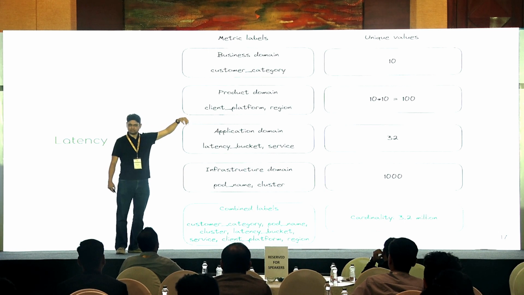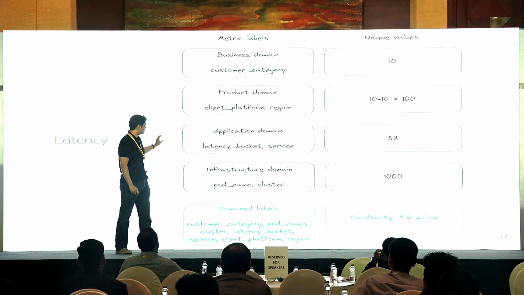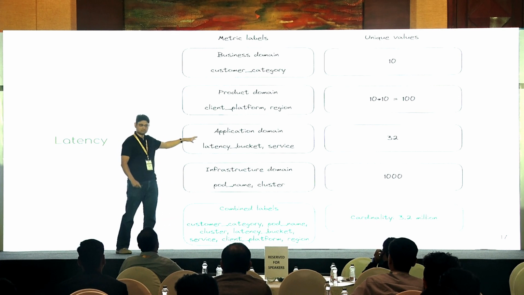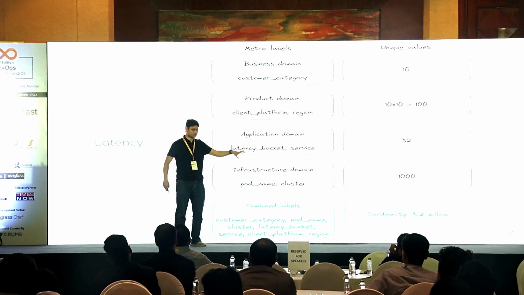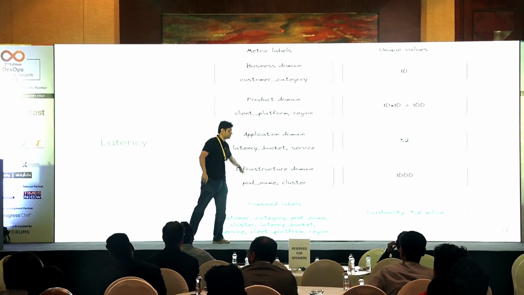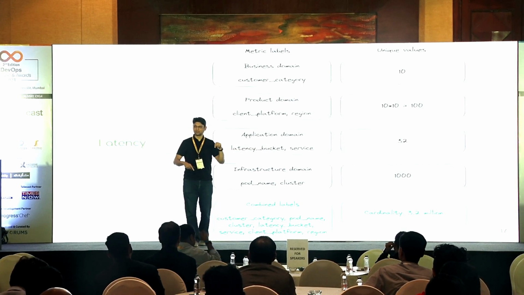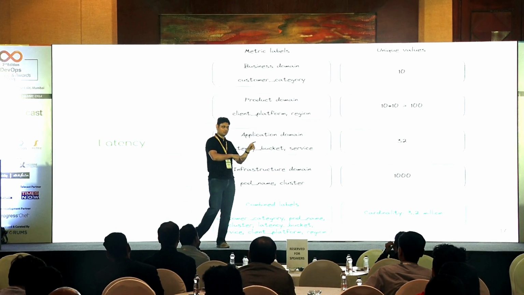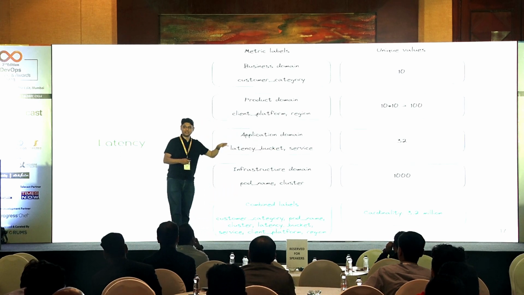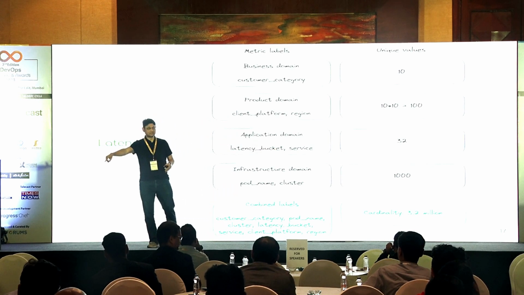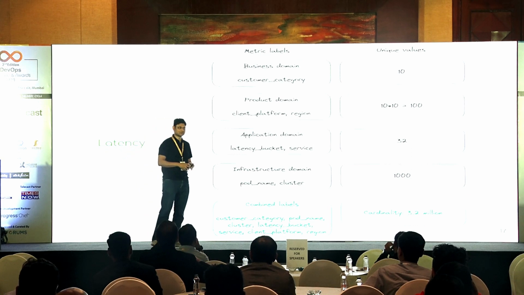And maybe the geographical reason from which the request is coming. Then from the application domain, you add latency buckets, which is pretty common. And to that, what you also want is to add infrastructure domain labels. What pod was this request served by? Because when you know that the latencies are high, it would be great if you can directly tell, okay, this is the pod, or these are the couple of pods from which these high latencies came.